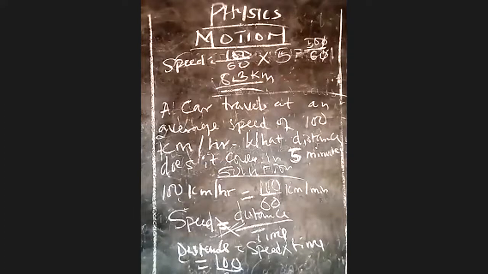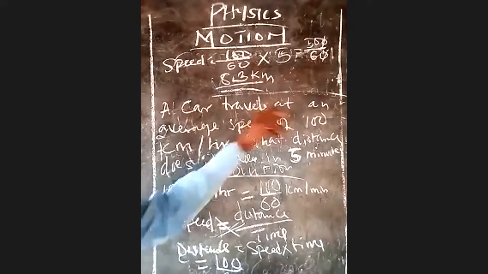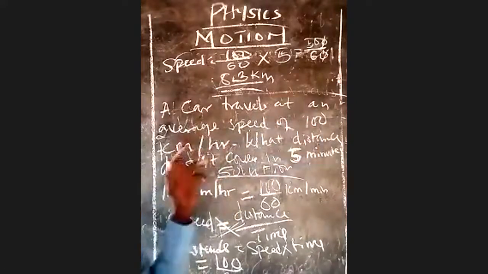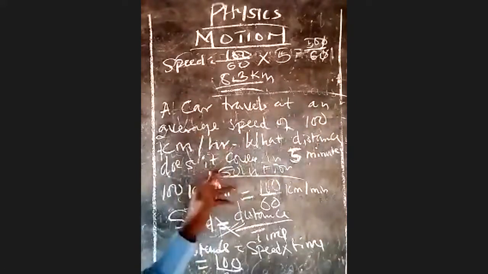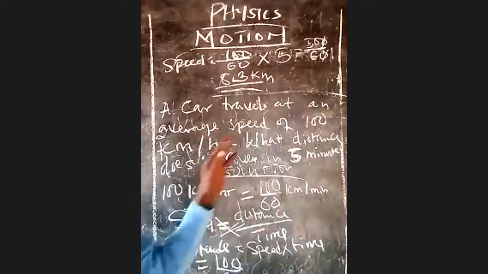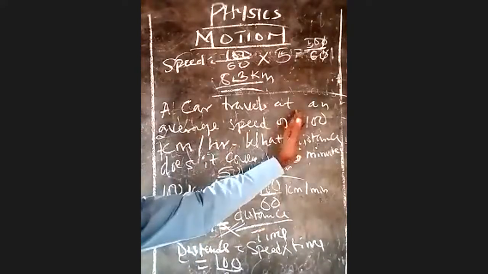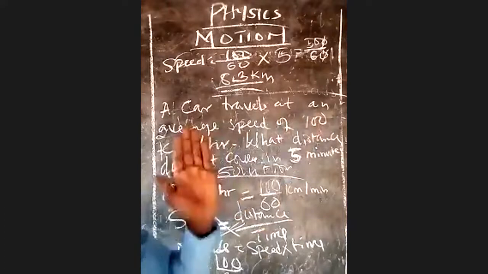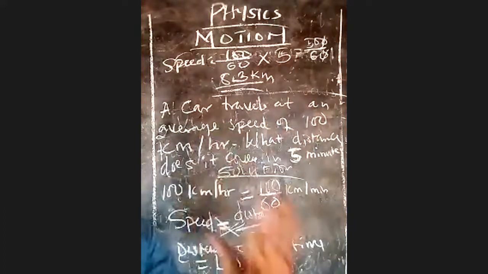Okay, let me explain again. A car travels at an average speed of 100 kilometers per hour. What distance does it cover in 5 minutes? The average speed of the car is 100 kilometers per hour. That is, the car travels 100 kilometers in an hour. They are asking what distance it covers in just 5 minutes. 100 kilometers is what the car travels in an hour, and to get the distance the car travels in a minute, we have to divide the 100 by 60. And that's what we do here.